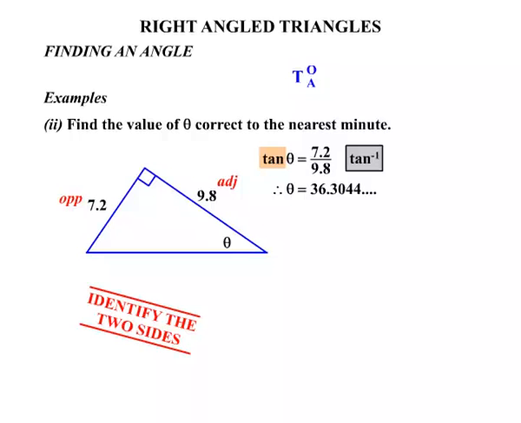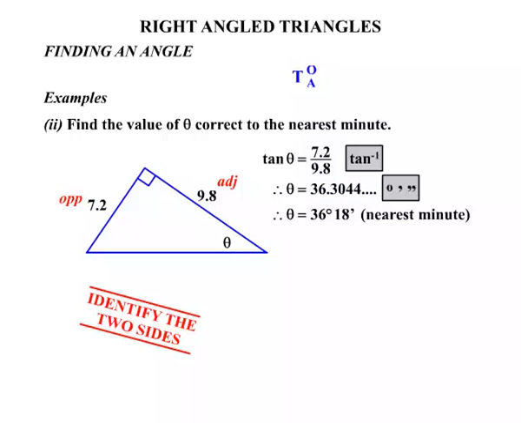So when we do that, 36.3044, now correct to the nearest minute. Now we round that off to the nearest minute. We use the degrees, minutes, seconds button, which looks like that. And then we get 36 degrees 18 minutes, and it's rounded off to the nearest minute.